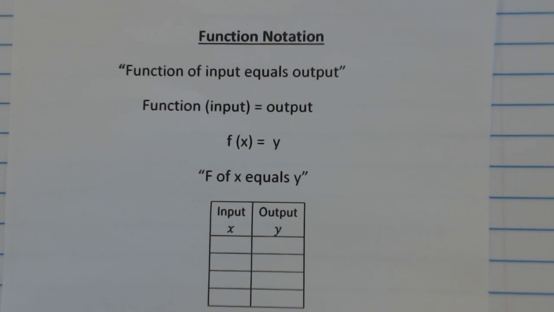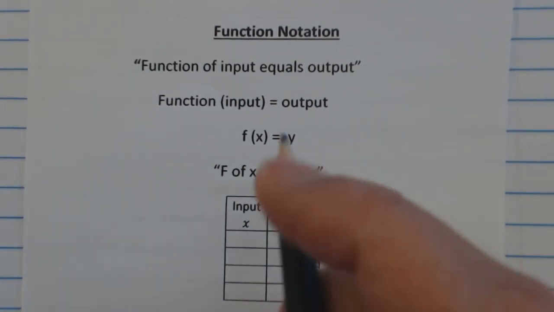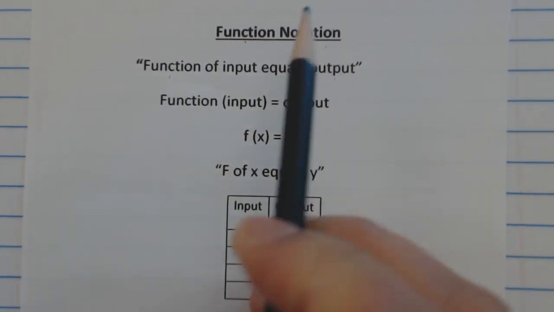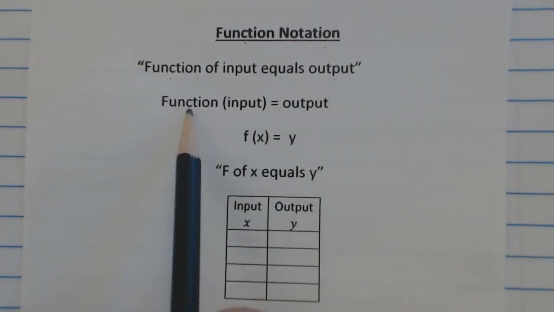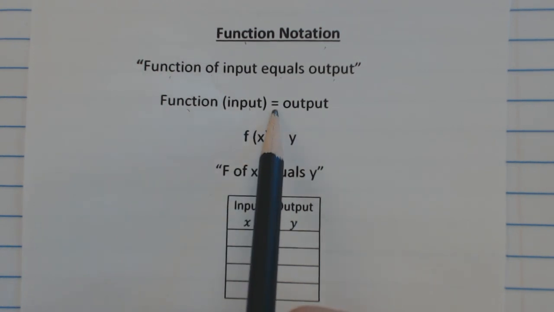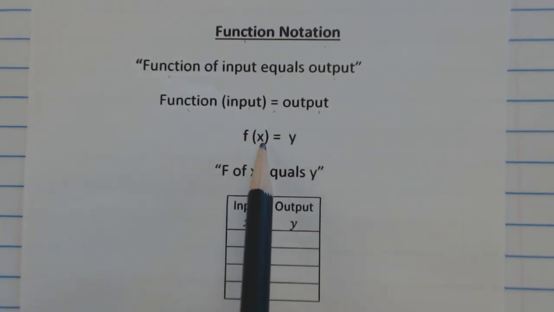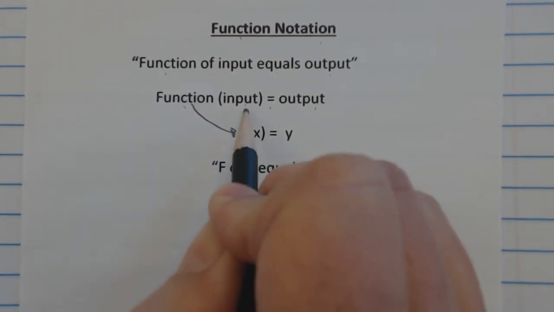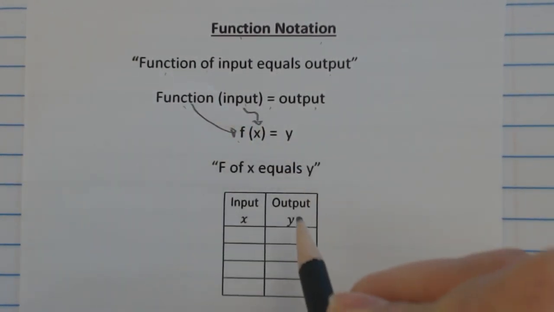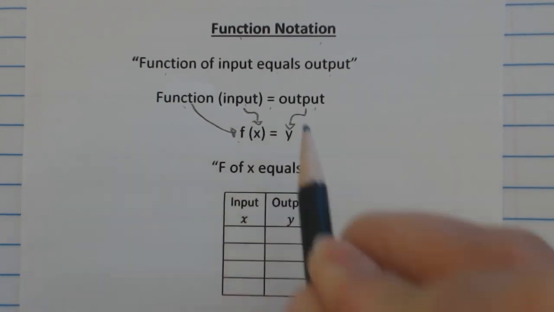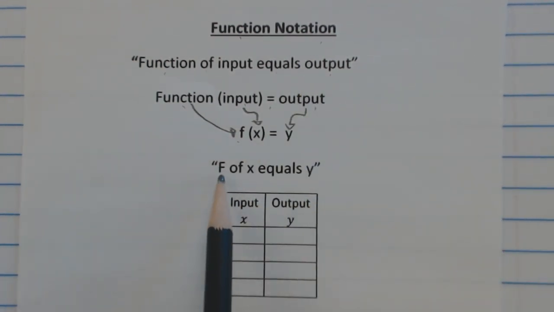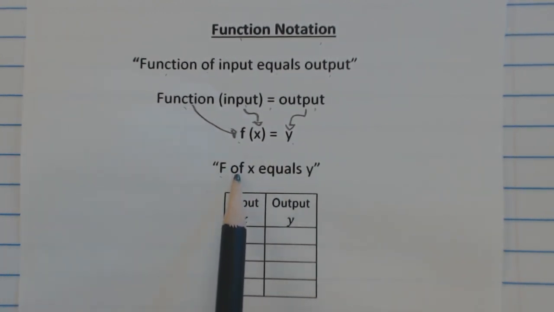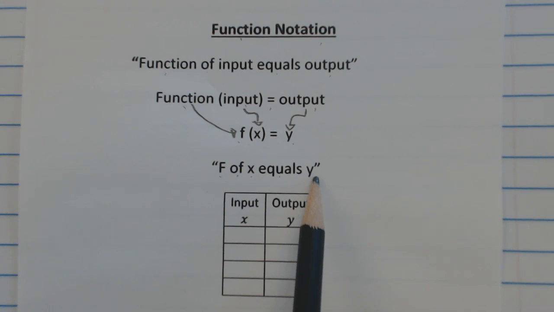Today we're going to be learning about function notation. Function of input equals output. To go into the mathematical notation, here is our f, function of input, which is our x, equals our output, which is our y. How we say it: f of x equals y.